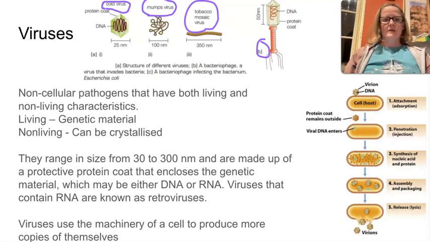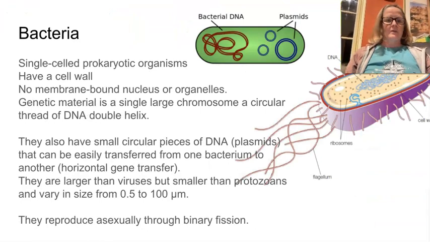Bacteria. Bacteria are single-celled, prokaryotic. They are cellular, they have cell membranes, they have cytoplasm, they have DNA in a large circular chromosome, and they have little pieces of extra DNA that float around called plasmids. They don't have any organelles, they're really quite small, but because they can reproduce really quickly, like every 20 minutes, once you get a bacterial infection, it can spread really quickly.